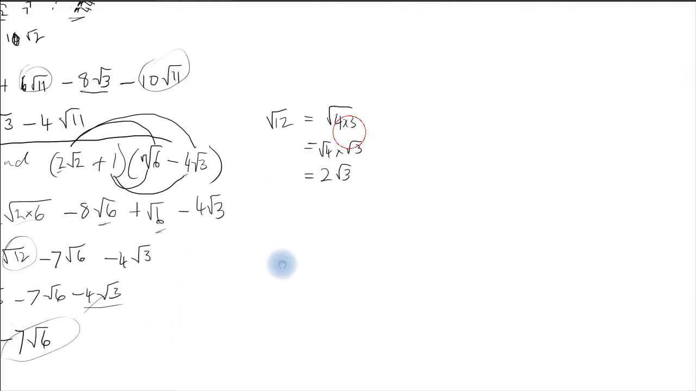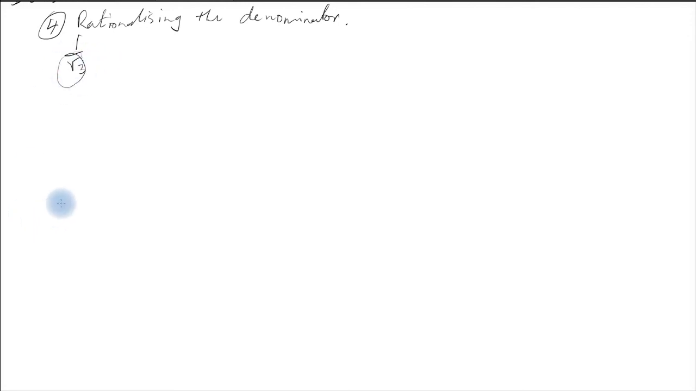Back to the top. Here we go. Alright, we're up to our fourth part, which is rationalizing the denominator. Okay, so rationalizing the denominator basically means if we have got something like this, 1 on root 3, we don't want the surd to be at the denominator. It's just sort of something to do with elegance, I suppose. Looks better.